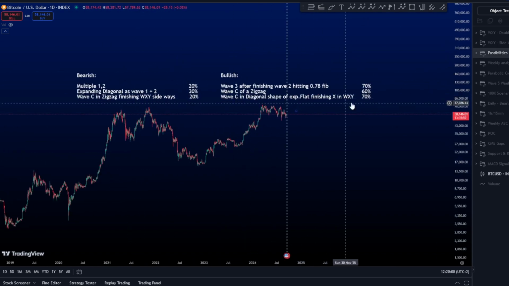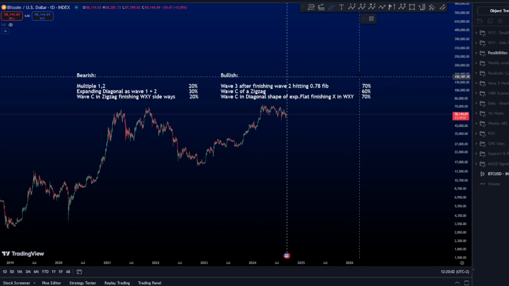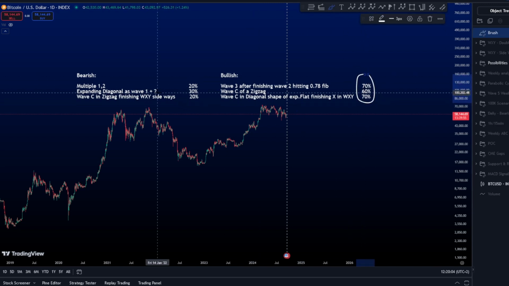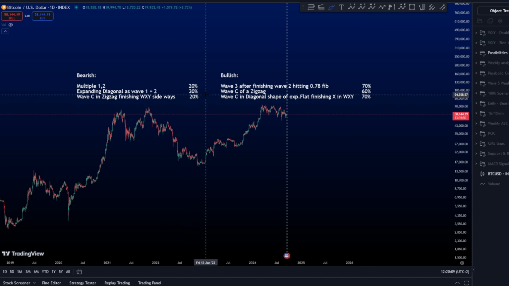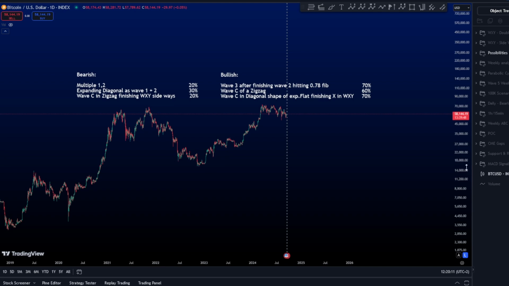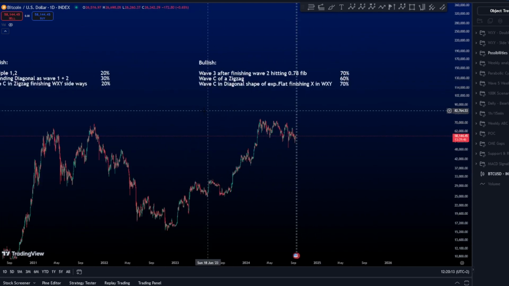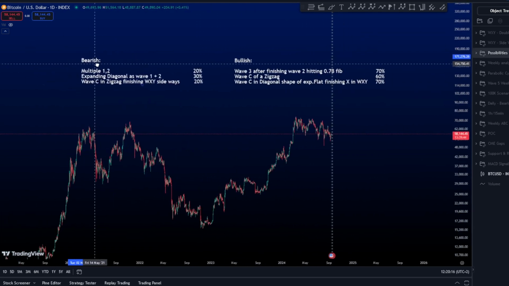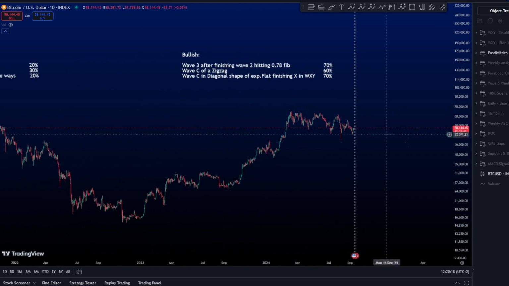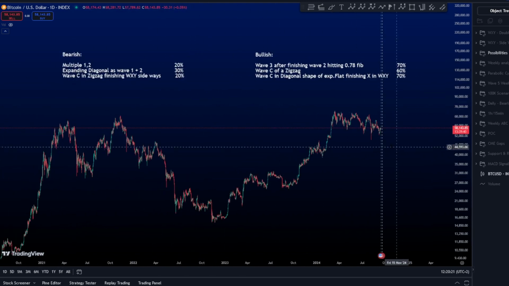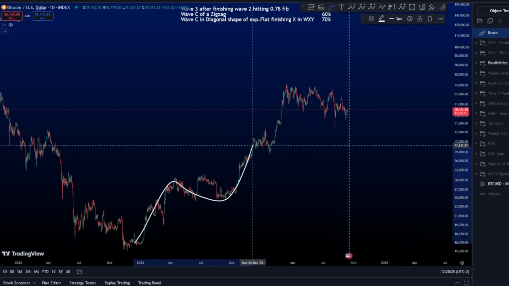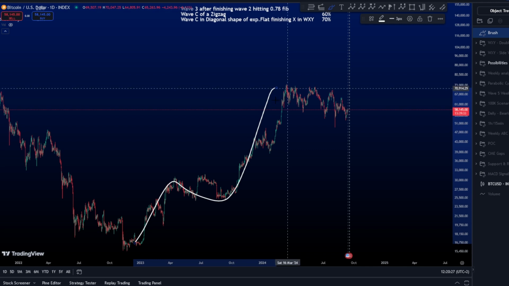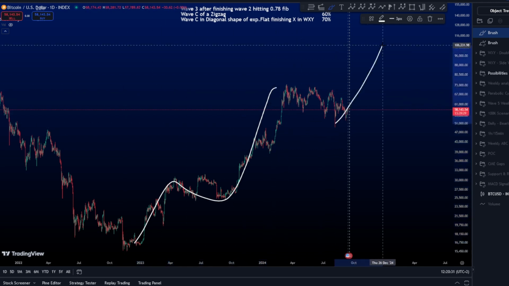So we have 3 bullish scenarios which have higher possibilities, while we also have 3 bearish scenarios, which have very, very low possibilities. So, starting with the bearish scenarios, why do we have low possibilities for the bearish? Because the first one is a multiple 1-2. Let's say, of course, we have finished 3 waves here rather than an impulse, right? A, B, C.